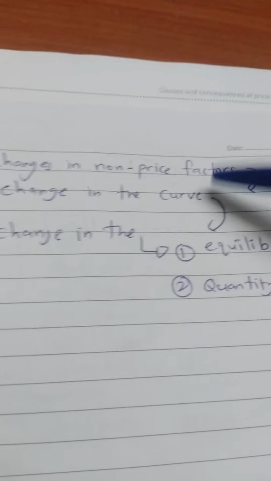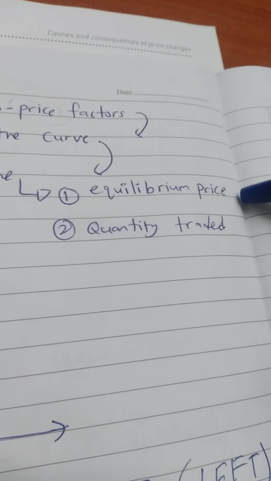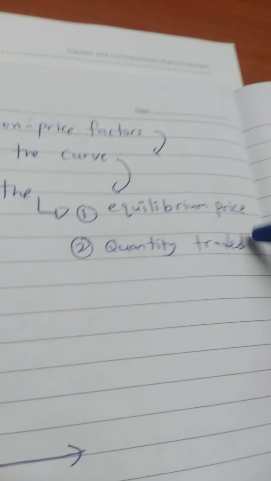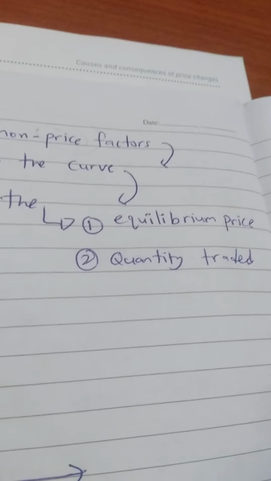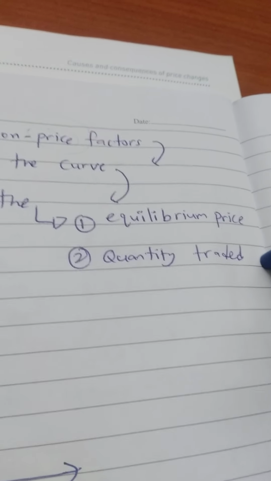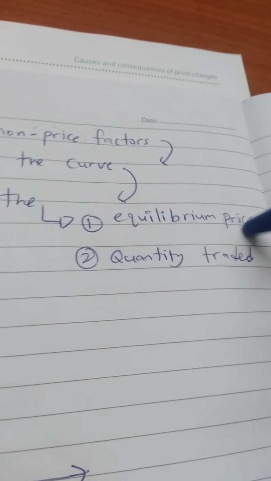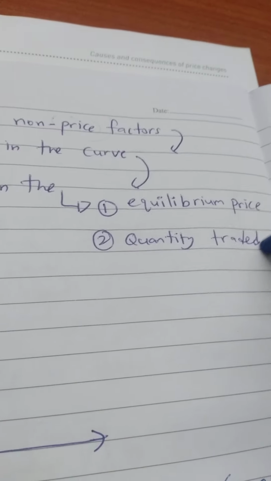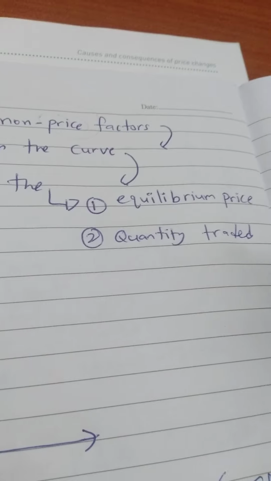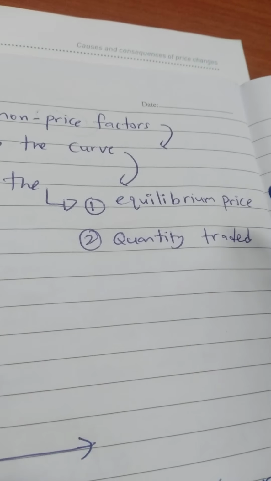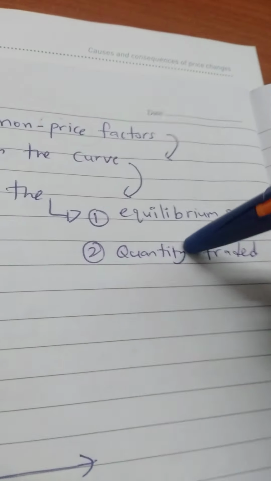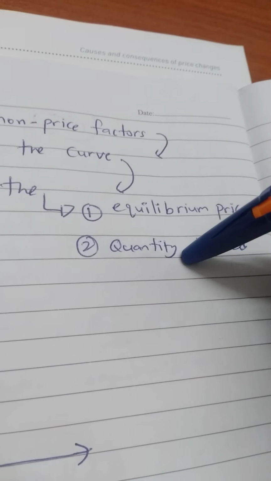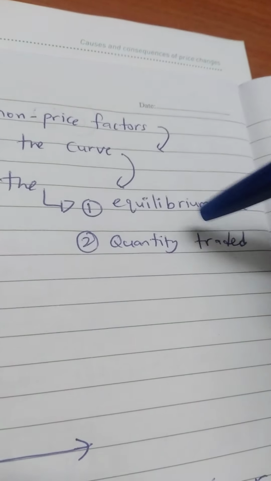Okay, I will tell you more. Wait a minute. Before that, change in the curve, then change in the equilibrium price and the quantity traded. This is the new thing we are going to study in this chapter. Equilibrium price is the intersection between the demand and supply curve, right? Quantity traded is the quantity demanded or the quantity supplied, any quantity. For demand it is quantity demanded, for supply it is quantity supplied. So I will tell you more after this.